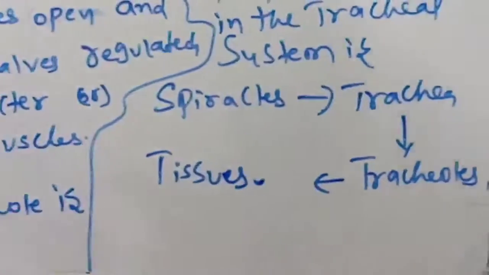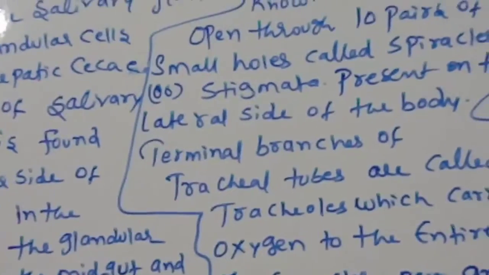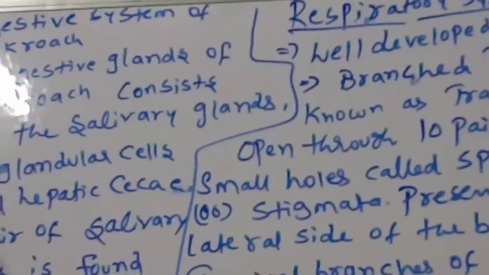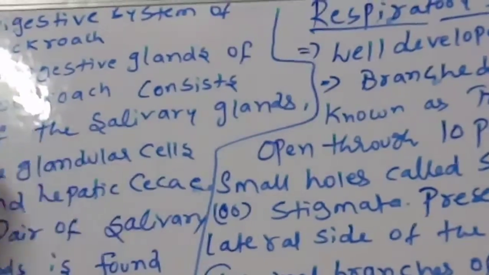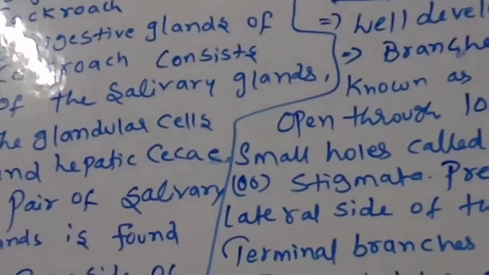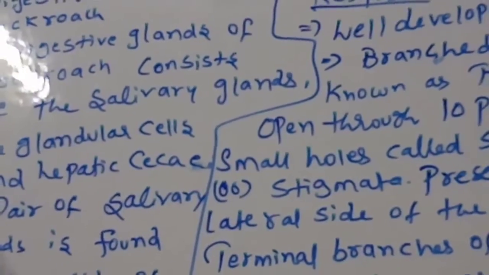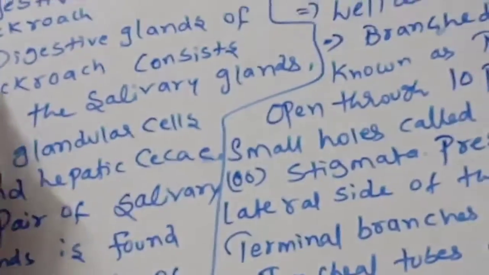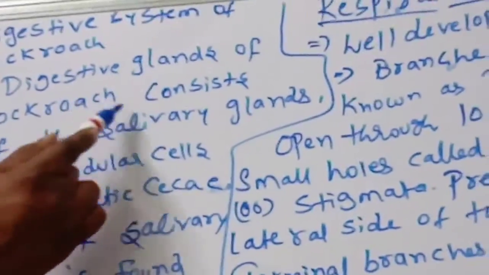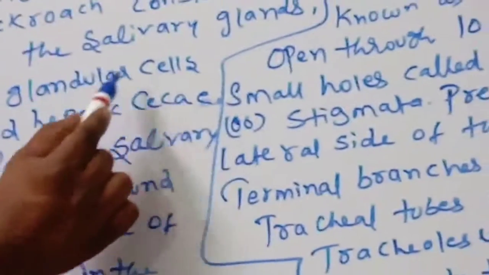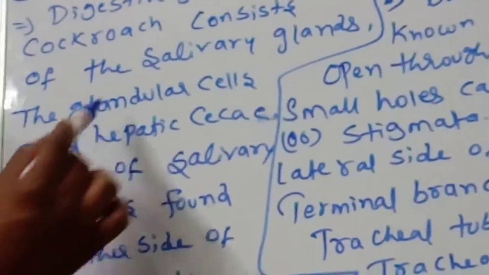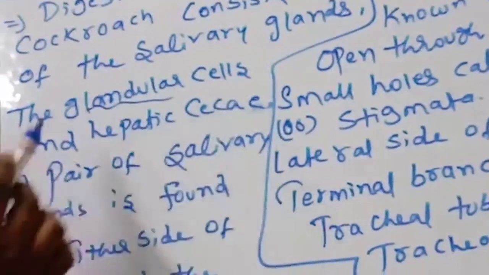Okay, children, what we have to remember: the digestive system of the cockroach is pending, that one we are discussing. So, the digestive glands of cockroach consist of the salivary glands. Yesterday we discussed the foregut, midgut and hindgut, hepatic caeca, Malpighian tubules, like that, in the last class. But here what we have to discuss is that the digestive glands of cockroach consist of the salivary glands, the glandular cells and the hepatic caeca.